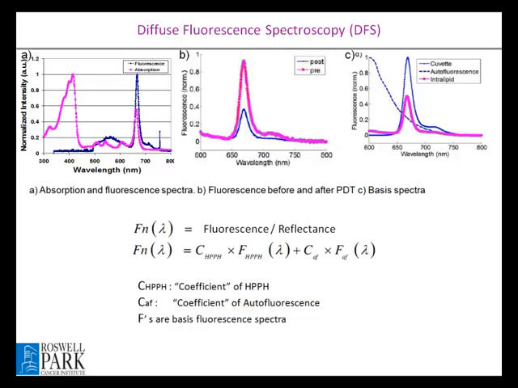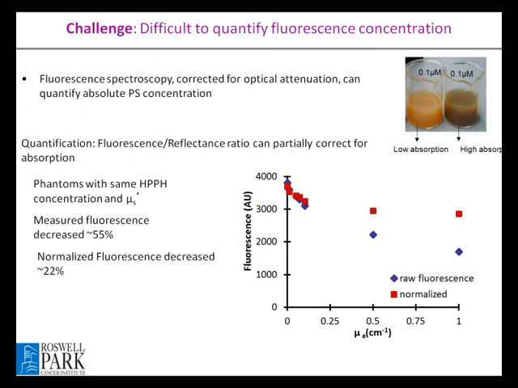And for the quantification, the measured data will be a combination of the basis spectra of the HPPH and the basis spectra of the autofluorescence. But this time, C doesn't correspond to the concentration anymore. It is a coefficient, but unfortunately, it's not the exact concentration because it is still affected by the absorption.